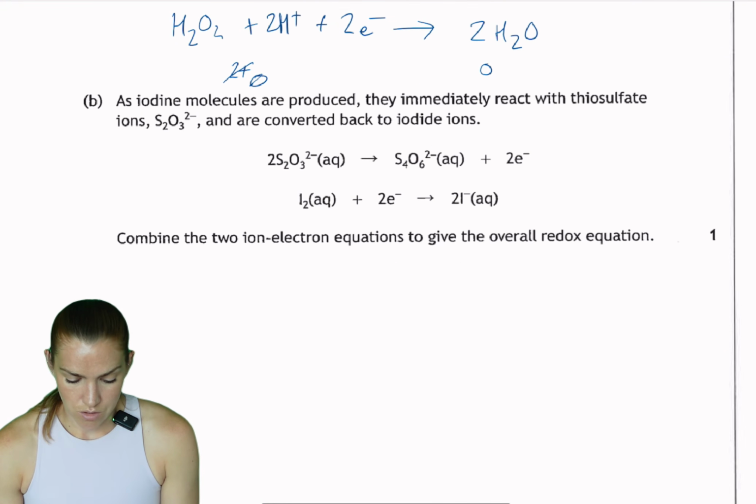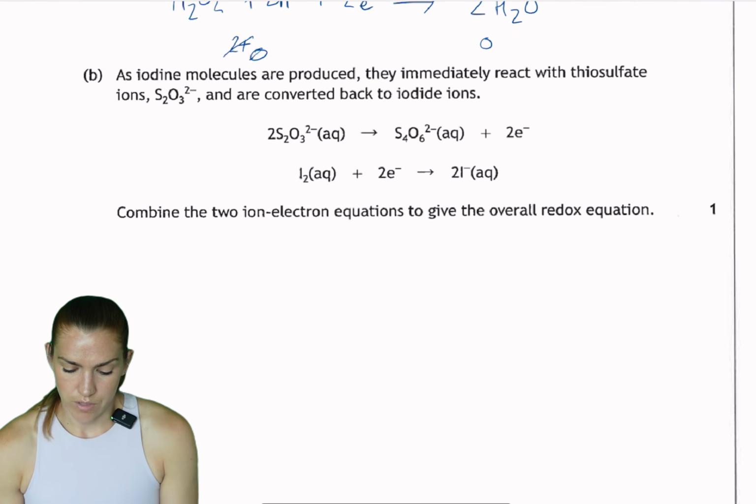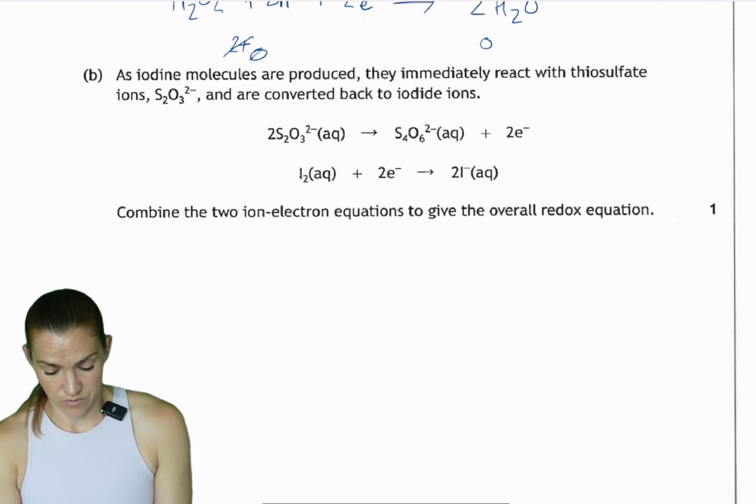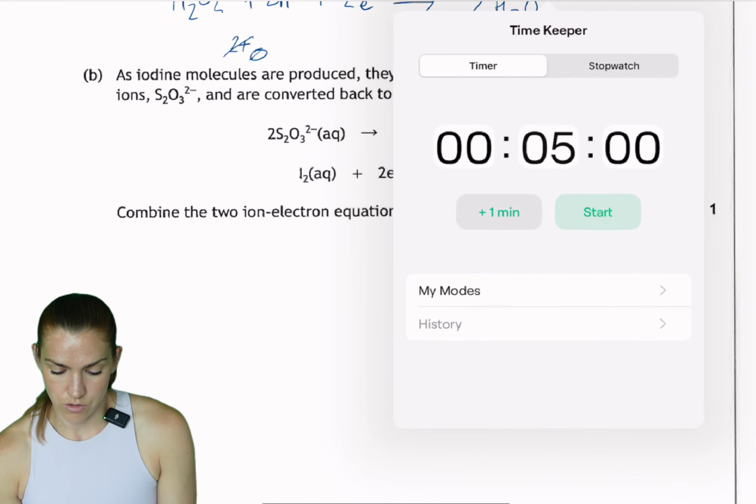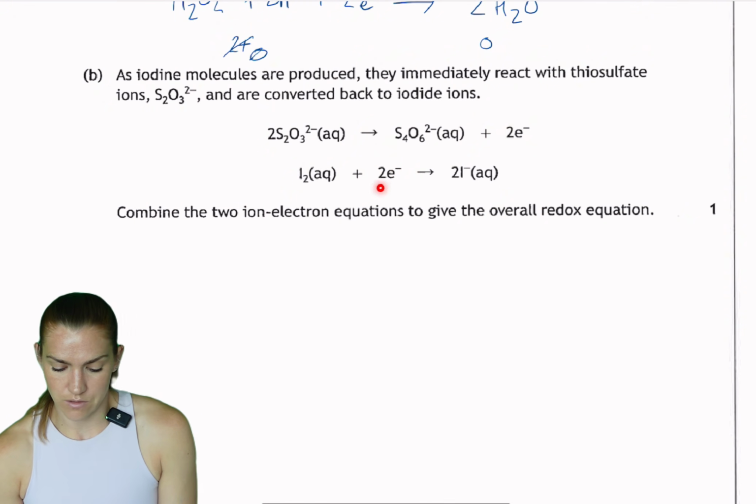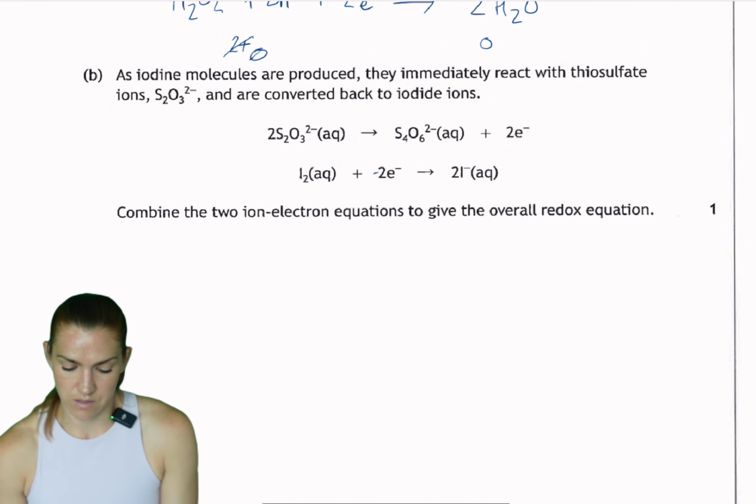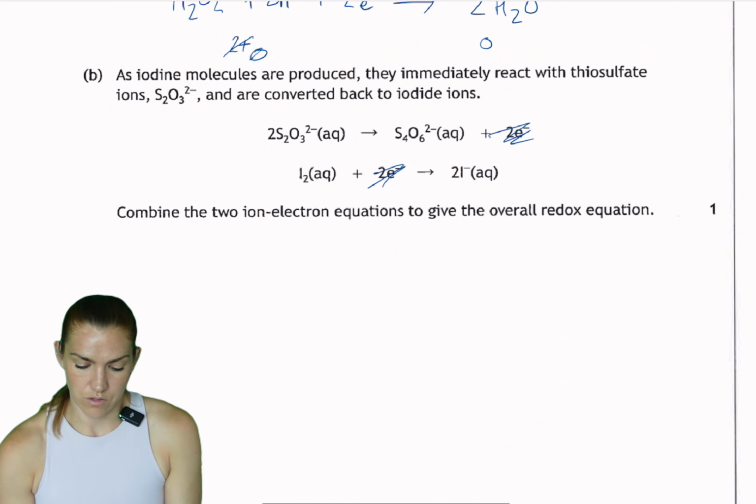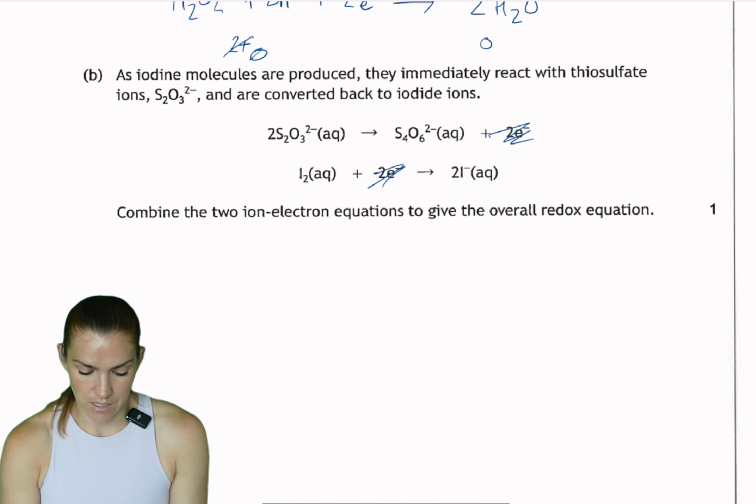So then combining the 2 ion-electron equations to give the overall redox reaction. So again, this is a bit National 5. You need to make sure your electrons are the same so they cancel out, which they are in this case. So this makes it very straightforward. All you really have to do is merge the 2 equations together.